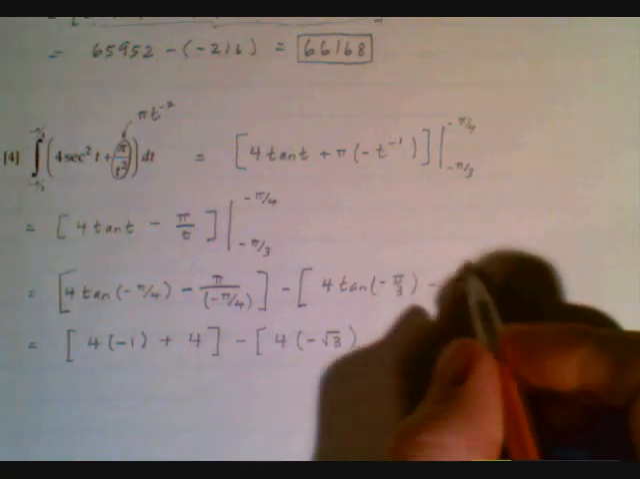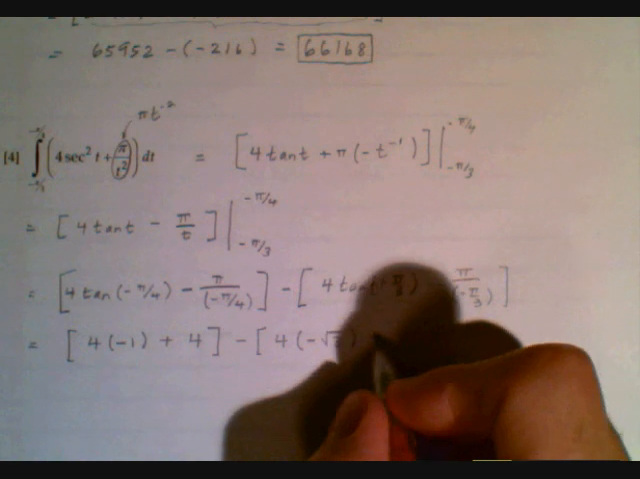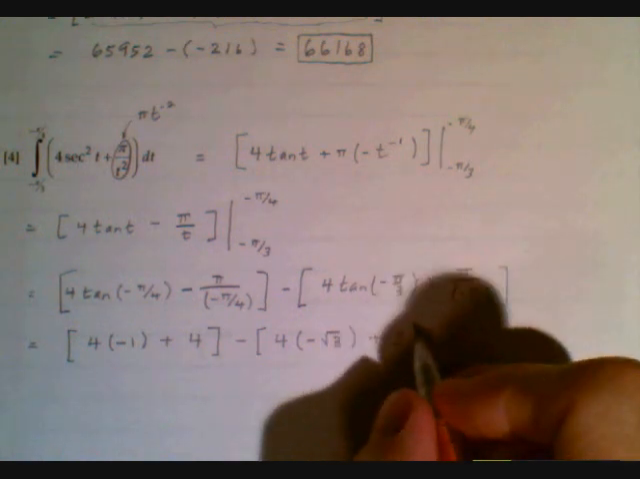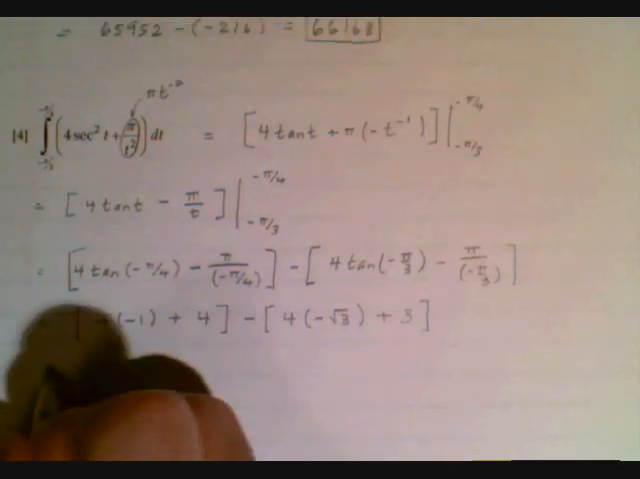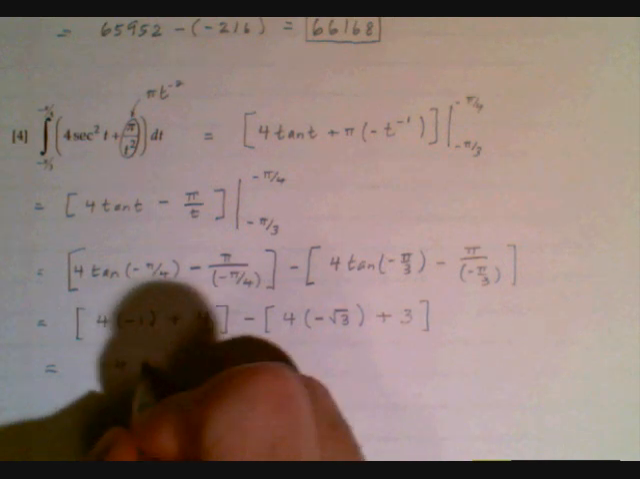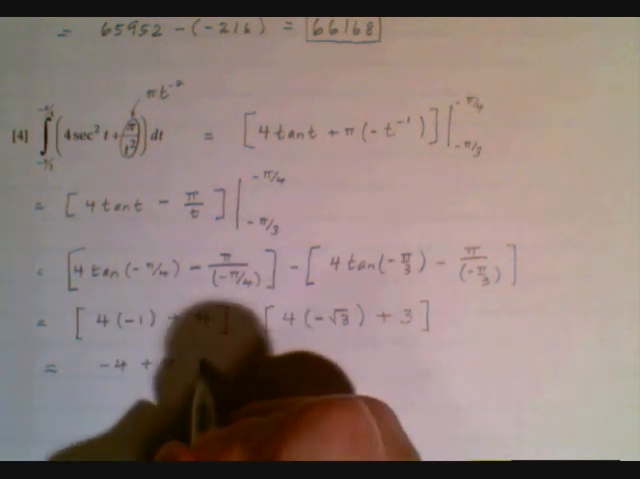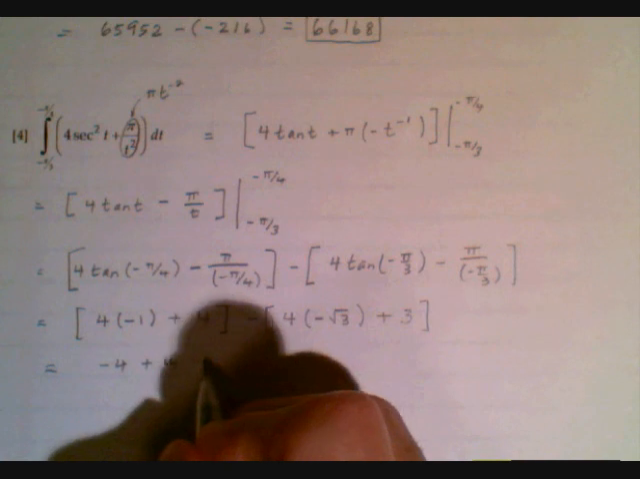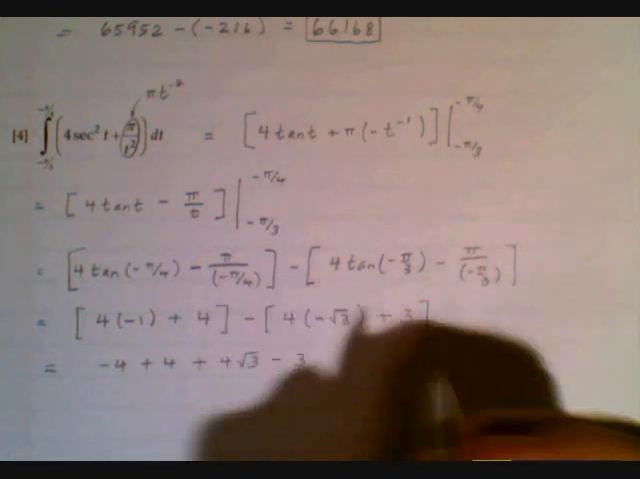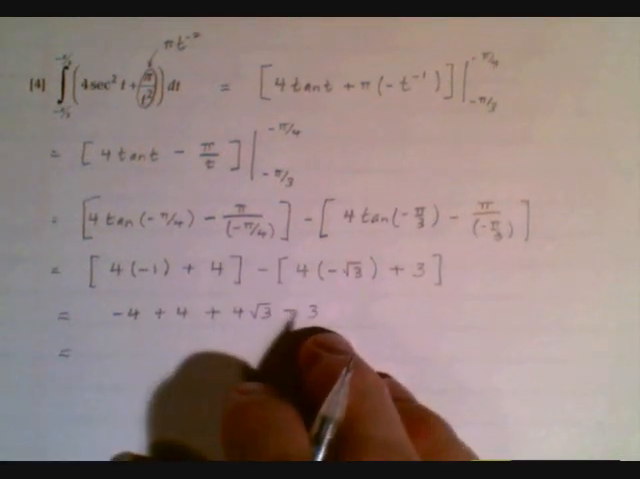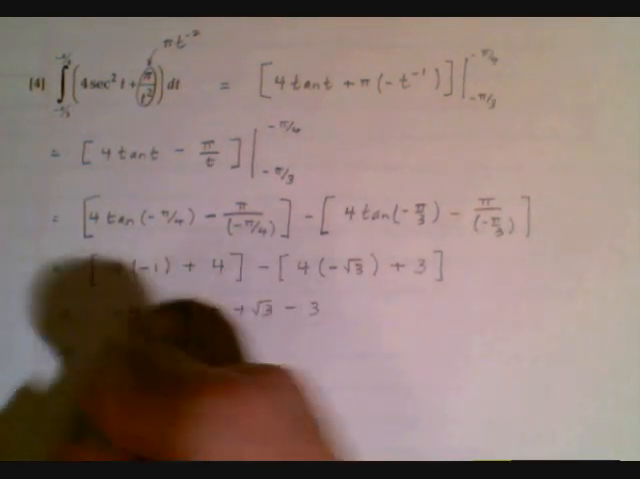So this is negative 4 plus 4. Minus the negative makes plus 4 square roots of 3 minus 3. And we simplify that. Those cancel, of course. And we get 4 square roots of 3 minus 3. And we're done.